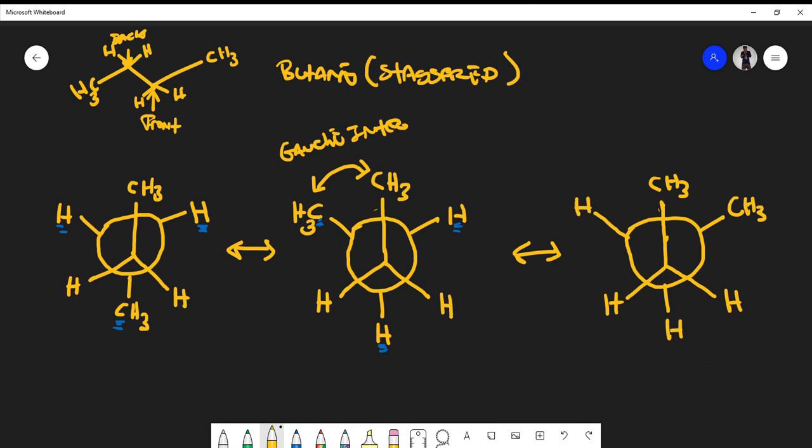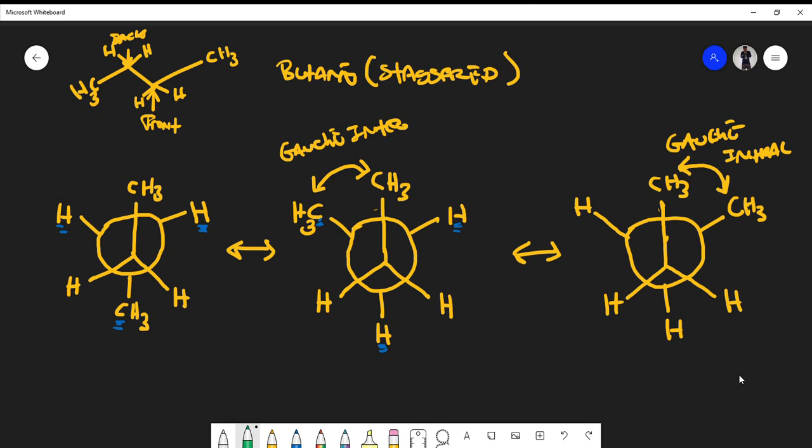So this is the last staggered Newman projection for butane. Now again, what are we seeing here? 60 degrees apart. Two interactions, or steric hindrance between two non-hydrogen groups, is what we call a Gauche interaction. Now, the more Gauche interaction you have, the less stable your molecule is. So again, the more Gauche interaction you have, the less stable your molecule is.